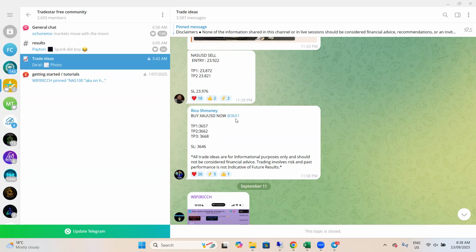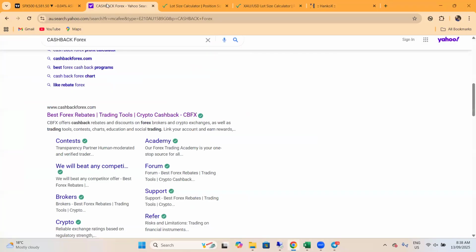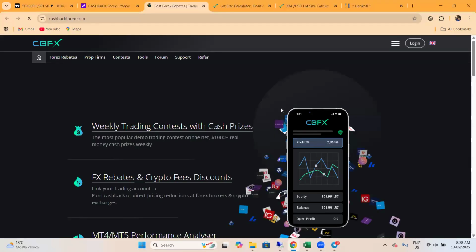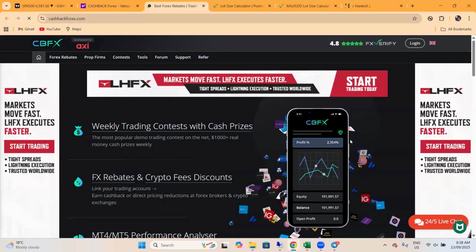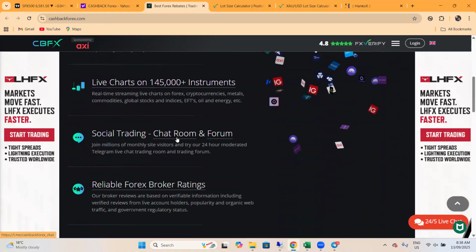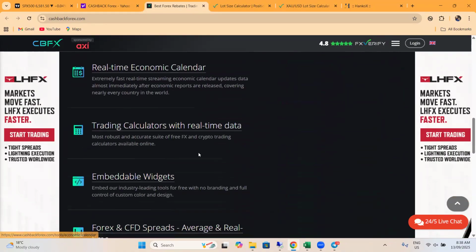Okay, so the entry here is 3651. So if we come here, I'm going to go into this. Now this is a free app, you can have it on your phone as well. You just click on it. Now sometimes there's ads. You just go continue to site, and scroll down, down, down.